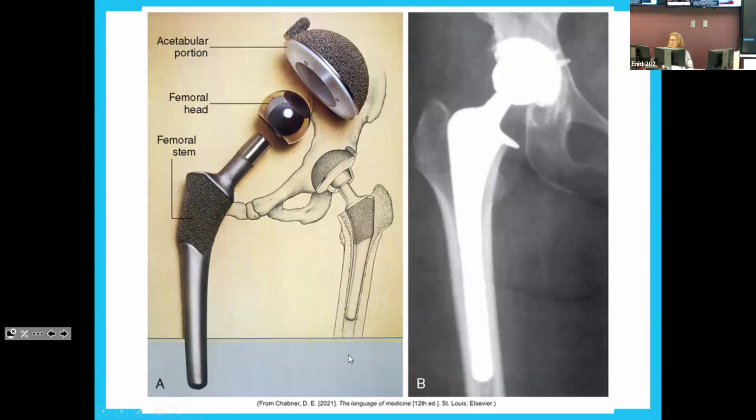Oh, here we go. Here's a picture of that joint replacement. So you can see where the hardware is put in. They drill a hole down into the bone, and they put this part down in there, and then they connect that to the joint. Is that right?